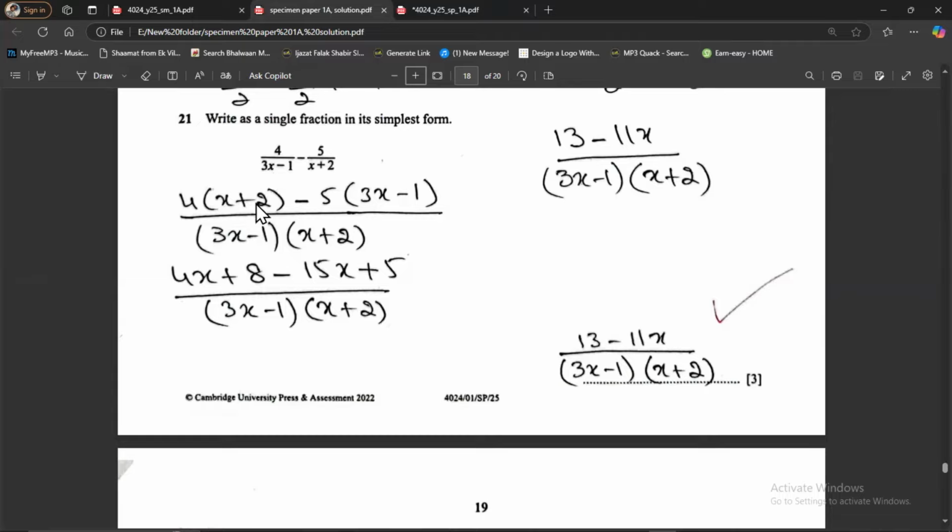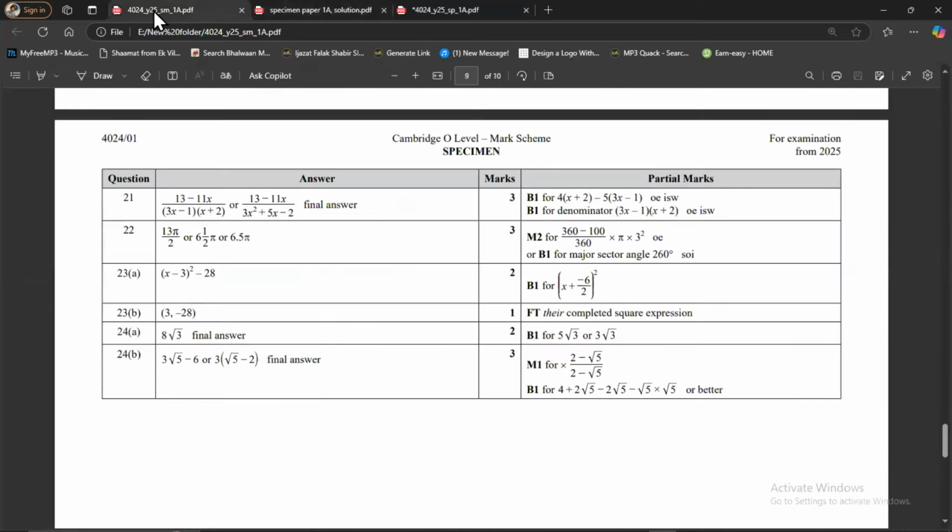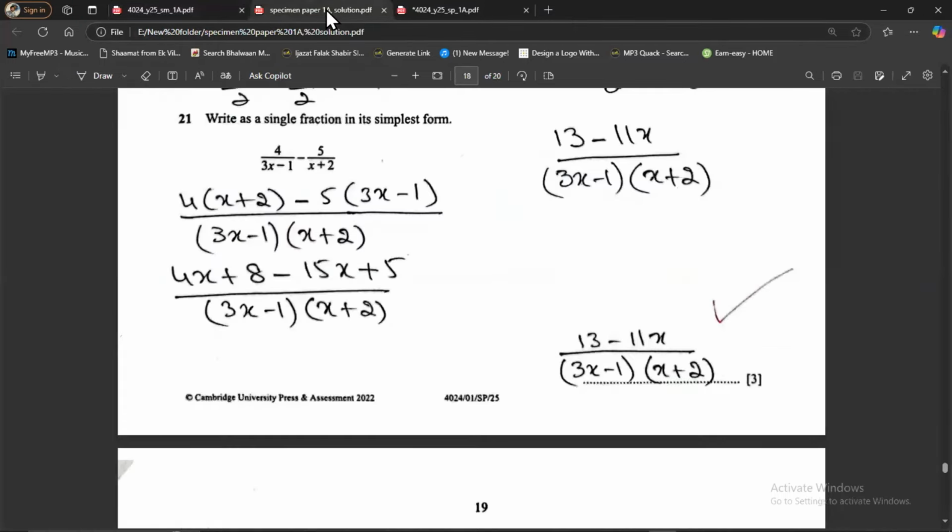So you will have 4 bracket x plus 2 bracket close. You divide the LCM by this denominator, x plus 2 cancels. This will multiply with this numerator. So you will have minus 5 bracket 3x minus 1. So 4x plus 8 minus 15x plus 5. So you will have 13 minus 11x. So this is the answer to question number 21, sir. The answer is right. This is how this is done.